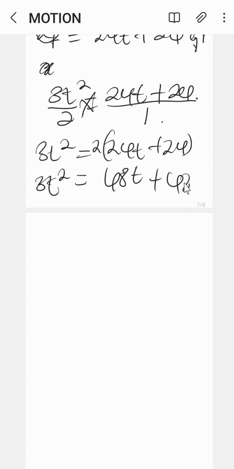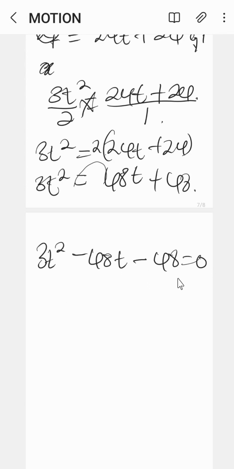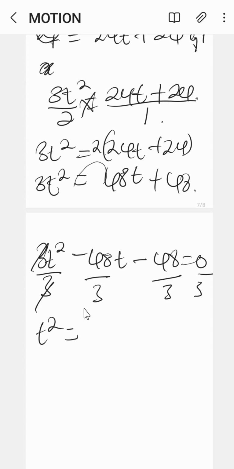48t plus 48. So you have 3t squared, you can bring this aside, minus 48t, change side, change sign. This is positive, it changes side, it becomes a negative also. This will be 0. Now we can solve this. For starters, 3 can go into 48, so you can divide, and t squared is equal to 48 divided by 3, which gives you 16. Oh sorry, this is a minus: t squared minus 16t minus 16 is equal to 0.